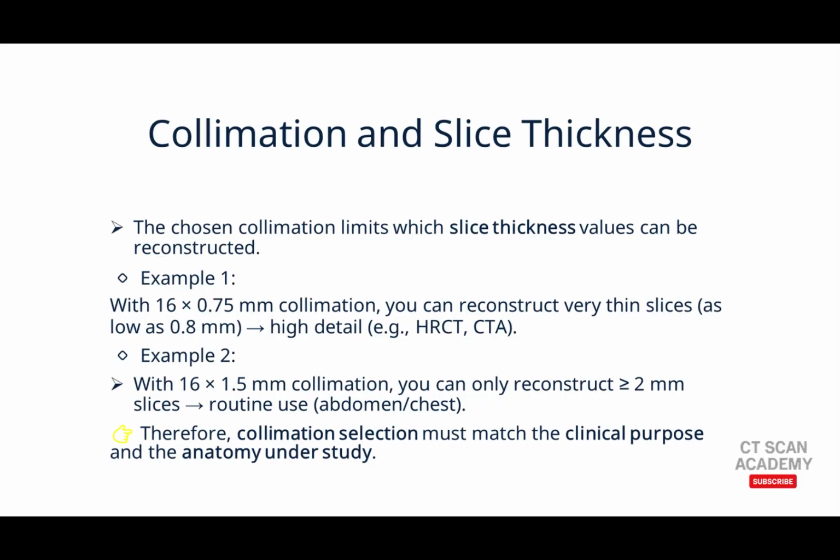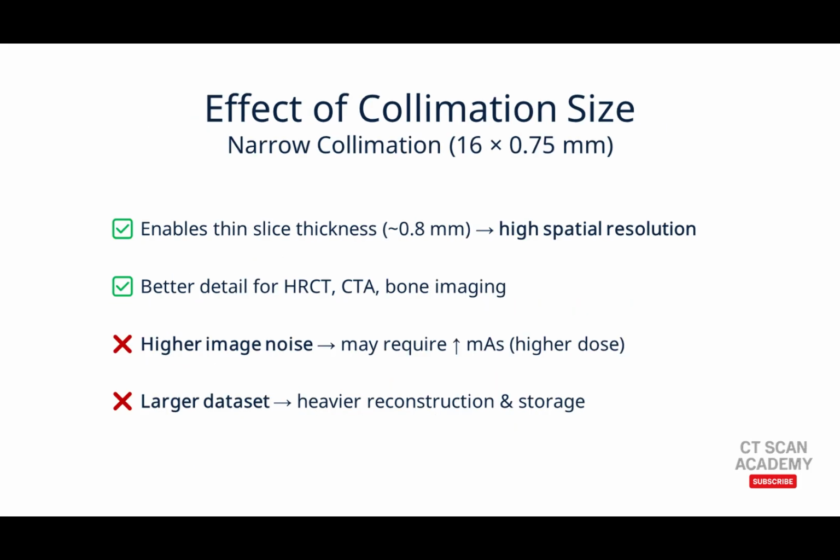The chosen collimation limits the slice thicknesses that can be reconstructed. For example, 16 times 0.75 millimeter collimation allows very thin reconstructions, as low as approximately 0.8 millimeters, suitable for high-resolution CT, HRCT, and CTA, while 16 times 1.5 millimeters generally restricts reconstructions to greater than or equal to 2 millimeters, suitable for routine abdominal or chest studies. Therefore, select collimation that matches the clinical purpose and anatomy.